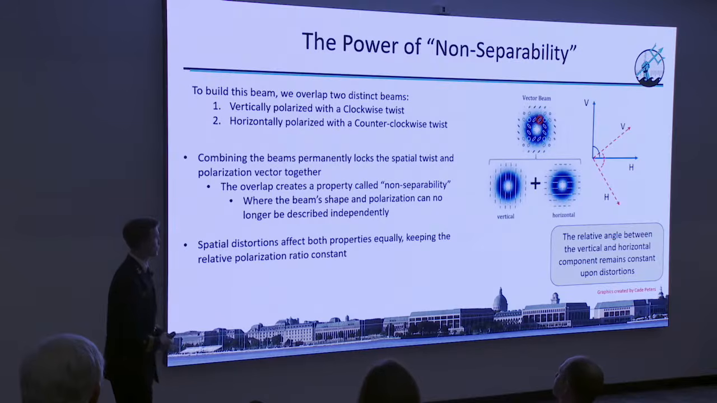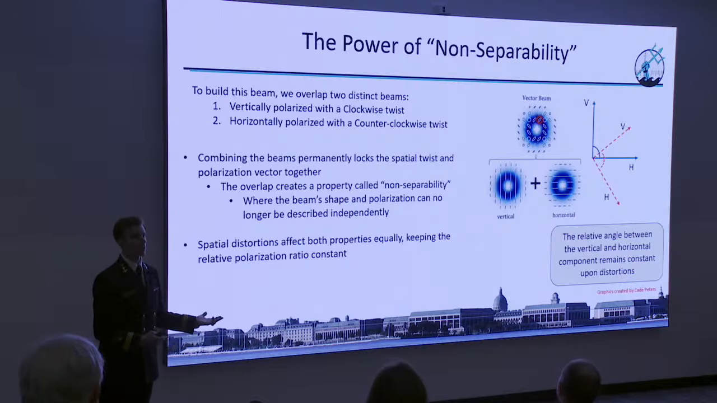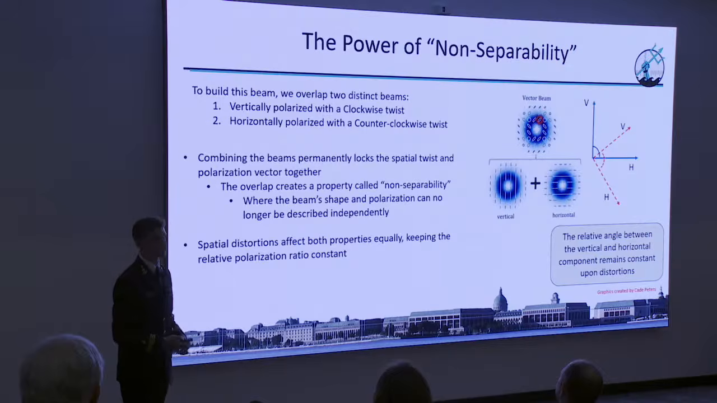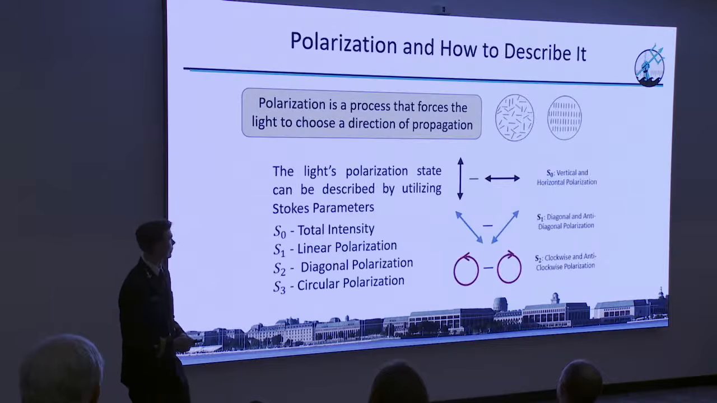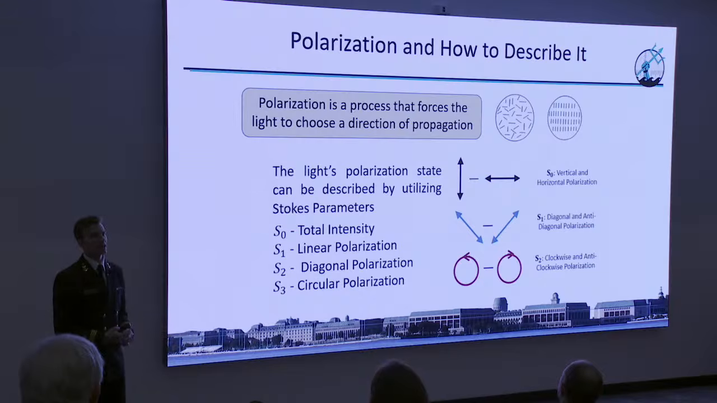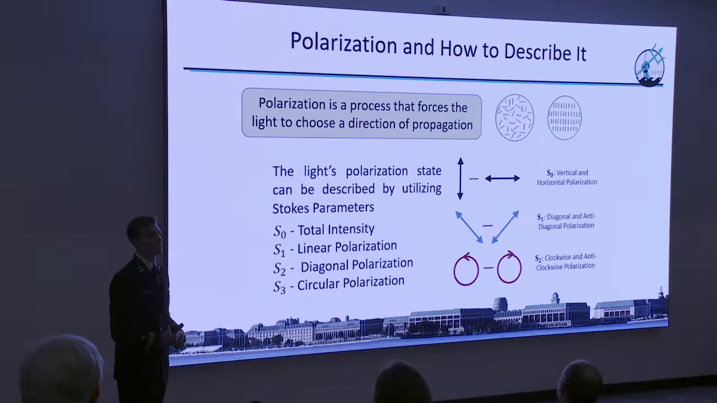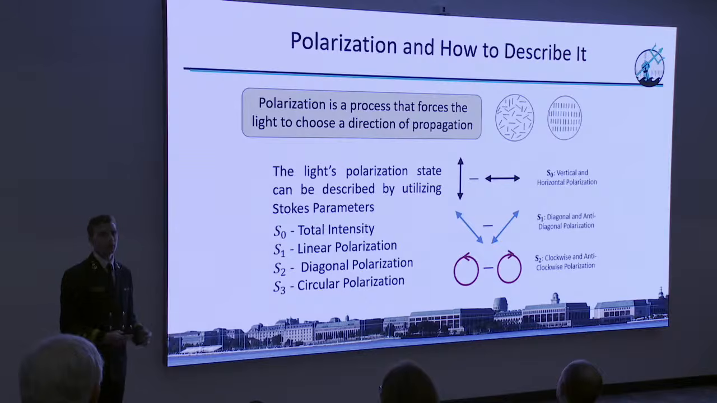So this is the fundamental property that allows our vector vortex beams to be considered invariant, and throughout this project we'll be evaluating whether or not this hypothesis is true. Polarization is the process and act of aligning the photons of light and restricting them to oscillate in one direction. And we can characterize this polarization by using something called Stokes parameters.